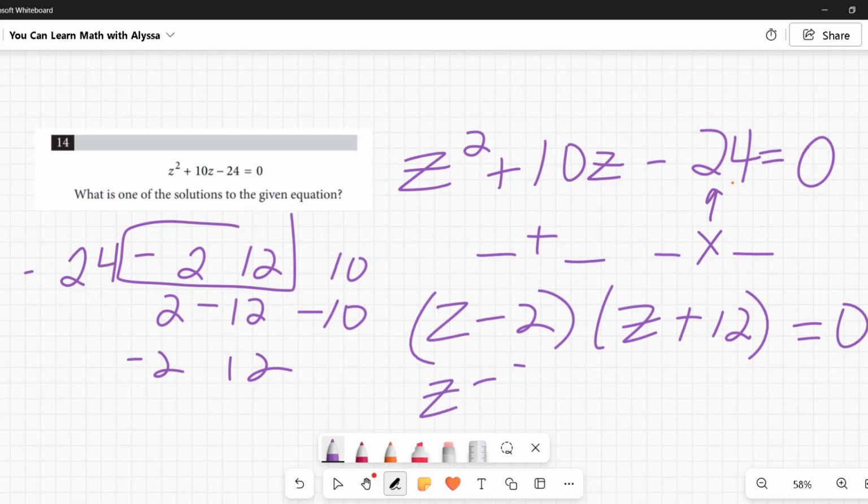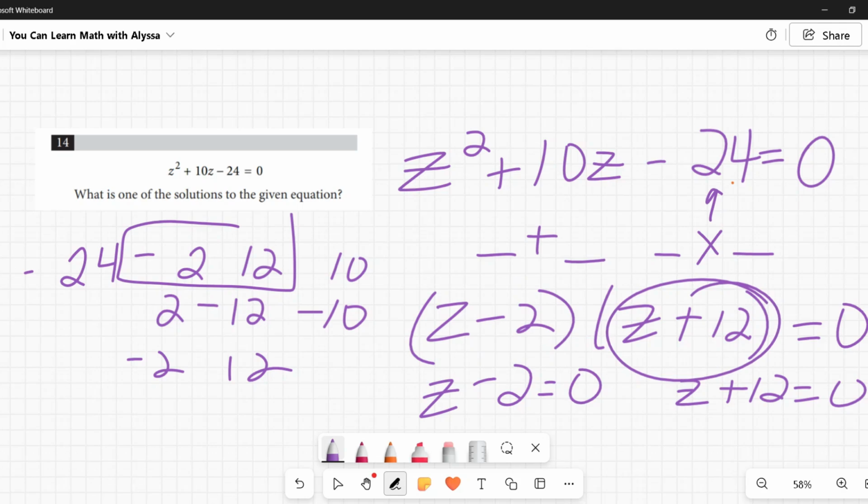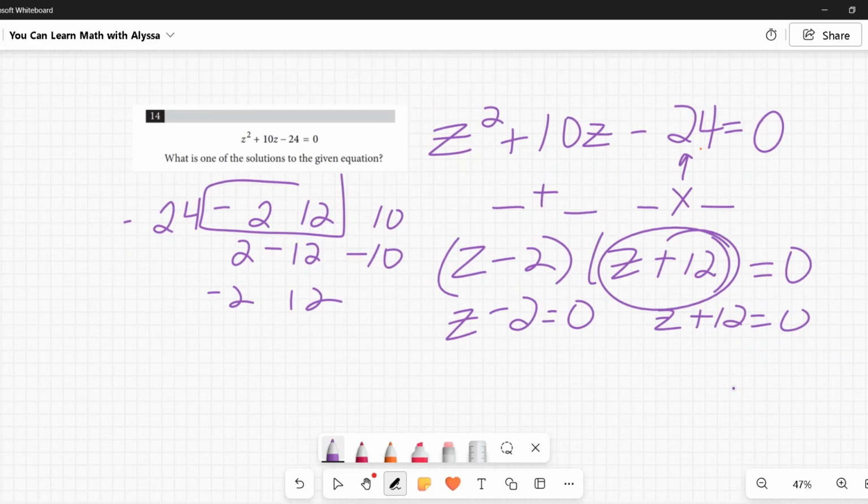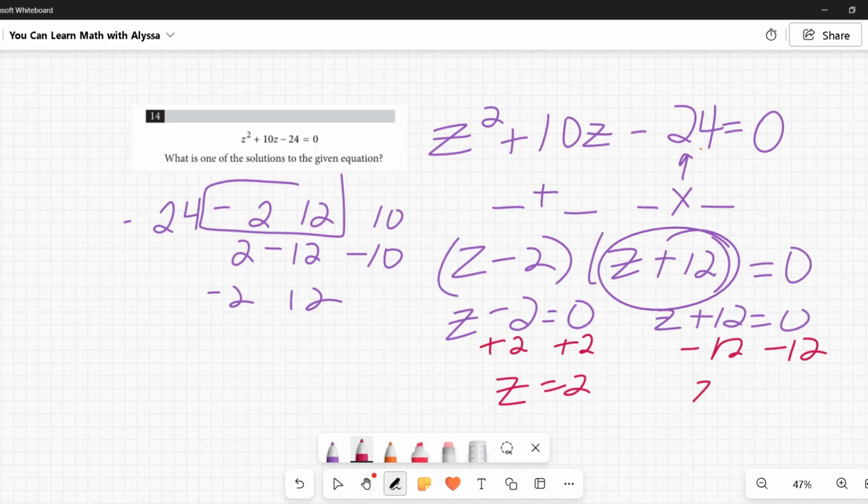And when we set each of these equal to 0, which is how we solve for factoring, because this times a number equals 0, or this times a number equals 0, one of them has to be 0. When we multiply two things together and get 0, one of those two things must be 0. So here, z minus 2 equals 0. To solve, we add 2 to both sides, and we get z equals 2. Here we subtract 12 from both sides, because we're undoing what's been done to z. So we're just going to get z on the left and -12 on the right.